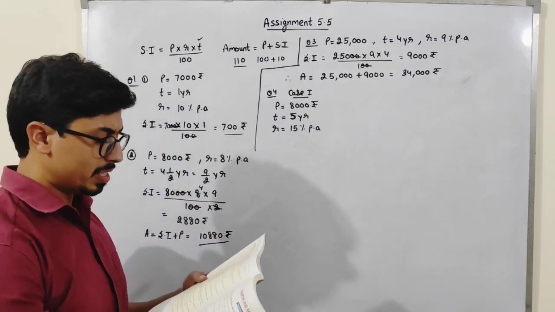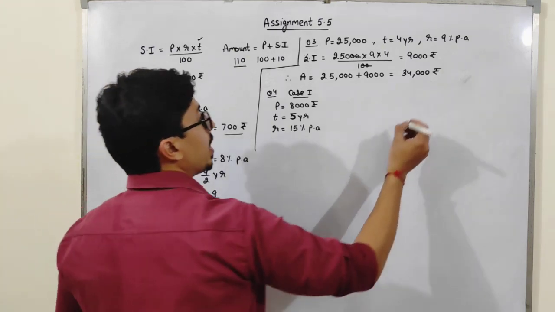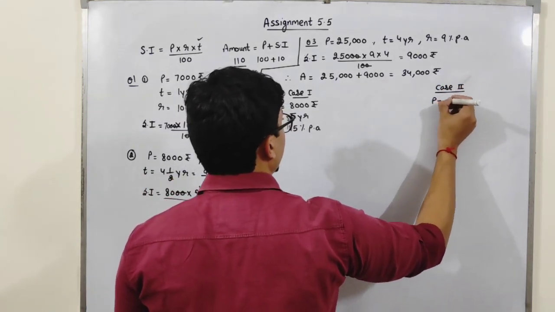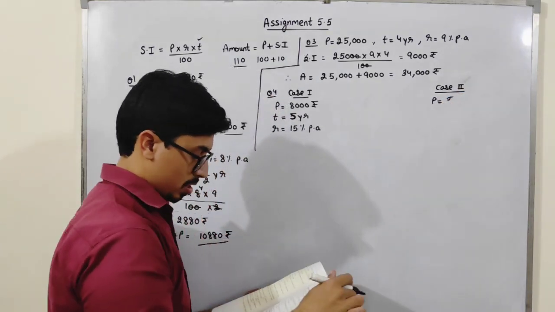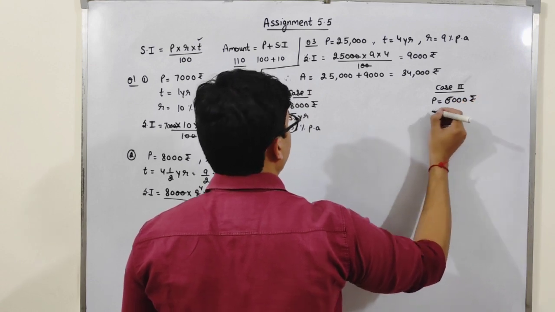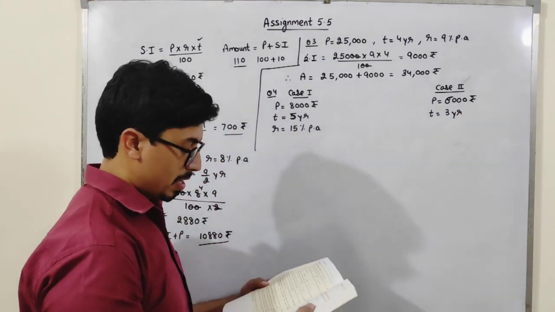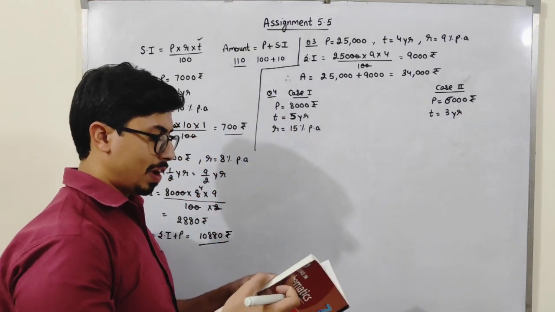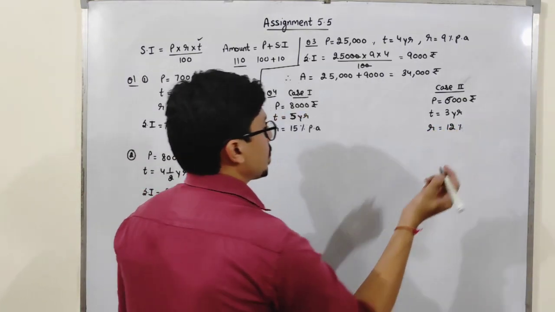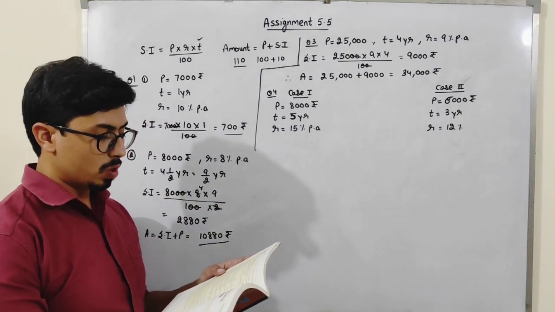And in the other case, students, in case 2, he borrowed 6,000 rupees for a time of 3 years, at a rate of 12%. Okay. So did he gain or lose?